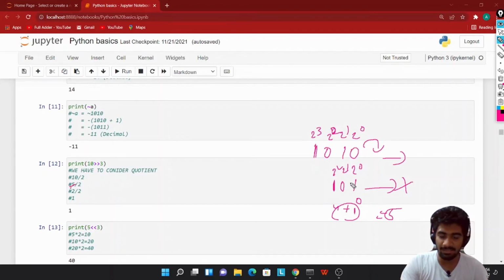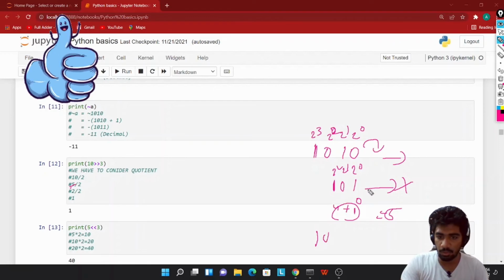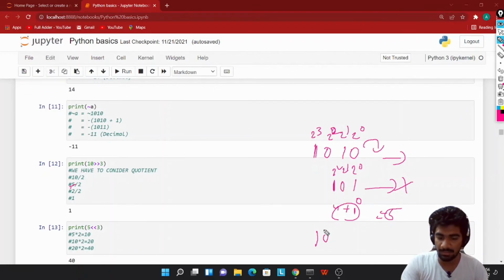5. And then when you perform right shift again, what will be the value? This 1 will go to the right, this 0 will come here, this 1 will come here. Then the value would be 1 0, right? When you check what is 1 0, it is 2, because there is only a 1 at the 2 power 1 position, which means the value is 2. So here we got 2, right?